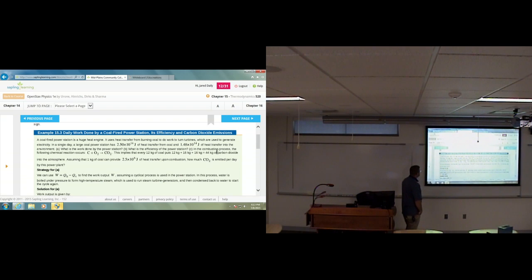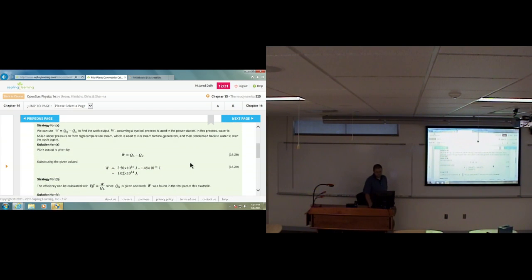Okay? So what is the work done by the power station? The work done is the difference between these two. Because this is how much heat goes into the station, and this is how much heat comes out of the station. Everything in between is heat that's going into work. You take that difference, and right here they give us a number. Work being done: 1.02 times 10 to the 14 joules.